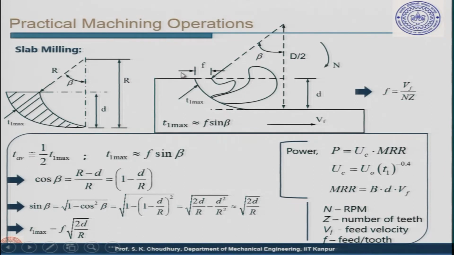Now, let us see what happens in case of the milling process. We will take the example of slab milling. This is the schematic of slab milling, where this is the workpiece, and this is the milling cutter tooth. One tooth of the milling cutter has been shown.